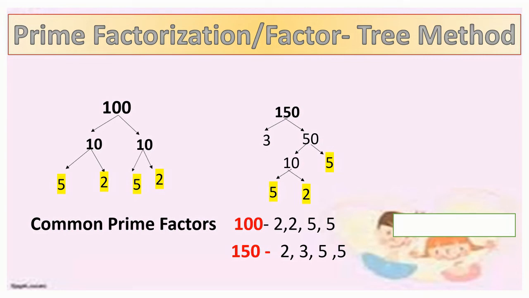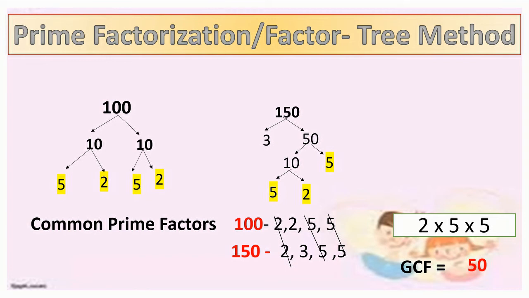Then what do we do? Next, we slash the ones that are the same, the ones with a partner. 2 and 2 are partners, so we have 2. Then we have 5, and then another 5. There are three of them. We multiply them one by one. 2 times 5 is 10, times 5 is 50. So our GCF here is 50. That is how you do prime factorization, or the factor tree method.